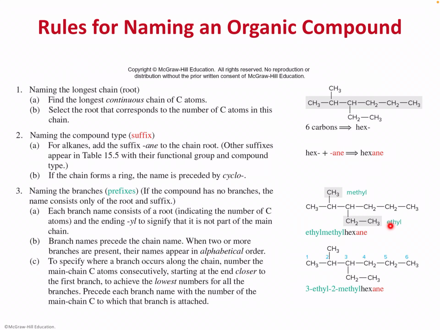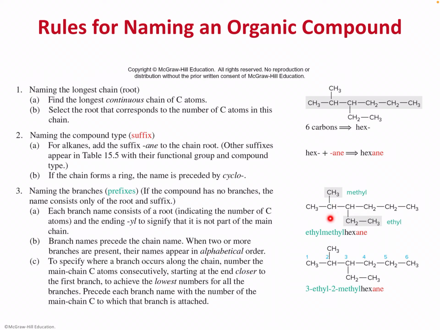Okay. And then these branch names come before the root name. And we have to put them in alphabetical order. E comes before M. So it would be ethyl methyl. Not by how many carbons are in the chain, only by alphabetical order. Ethyl methyl hexane. Now when you say ethyl methyl hexane, we know there is an ethyl group on this chain and a methyl group, but we don't know where they are.